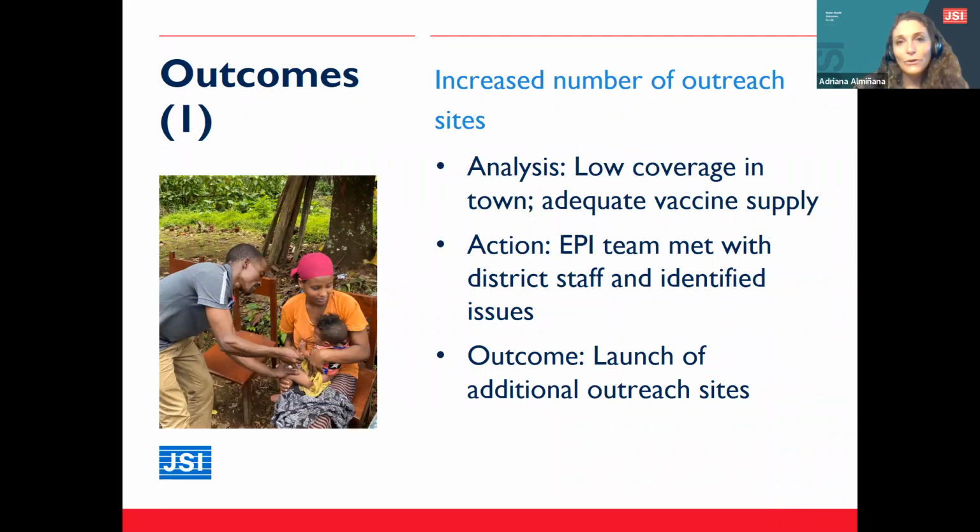Next slide. Okay, and so I just wanted to go through a couple of example outcomes that we saw from this. One of the documented outcomes was from an expansion of outreach services. In one area, the team had identified lower than expected coverage in one town, despite having adequate vaccine supply. So they contacted the immunization officers in that town, and they worked on identifying the reasons. What they found was that it was a result of poor planning, as well as a shortage of outreach sites. So, in collaboration with that district health office, the regional office and the district office worked on the launch of additional outreach sites for that district.